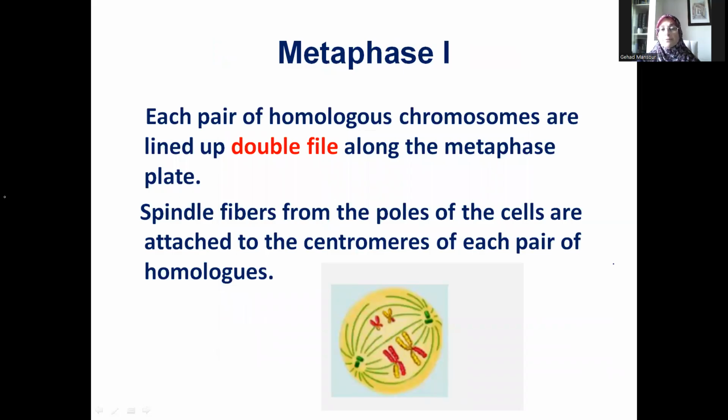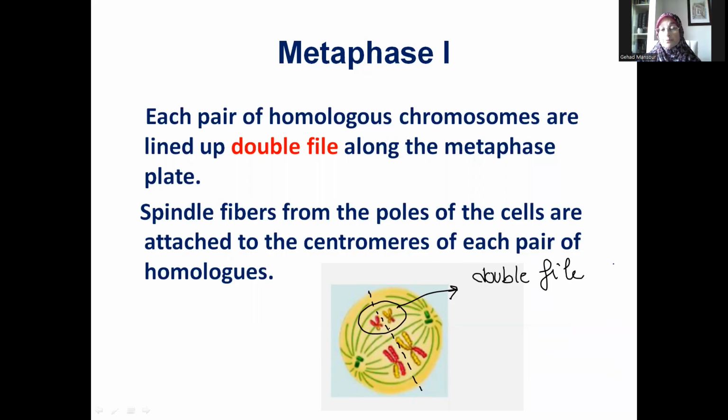As you see in metaphase 1 here, the chromosomes will be aligned along the equator of the cell. Of course, metaphase 1 is metaphase of meiosis 1. And when I say metaphase only, I mean metaphase of mitosis. One important difference is that the chromosomes are arranged double file along the equator.